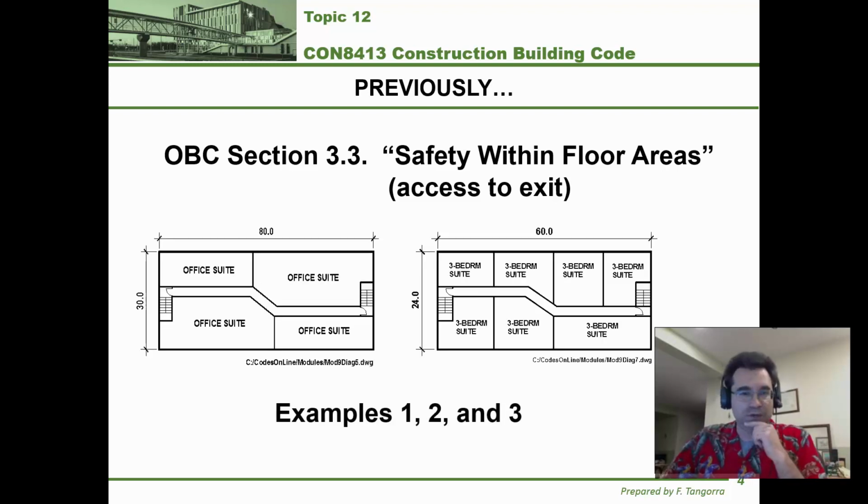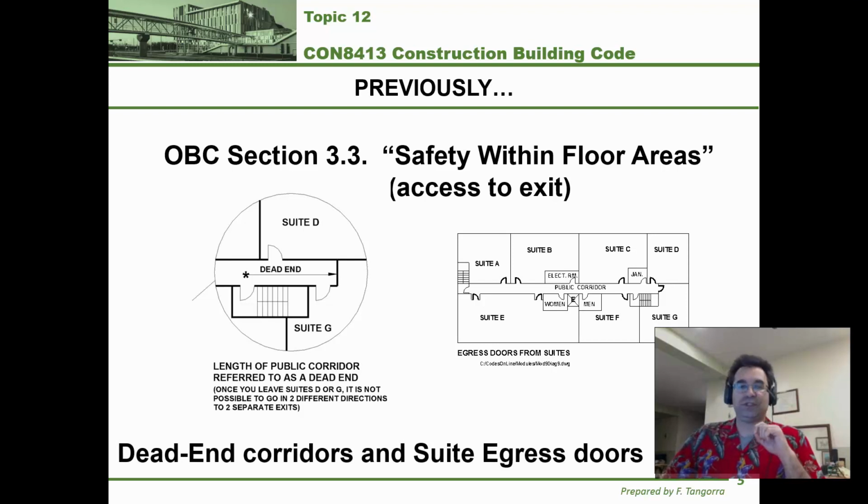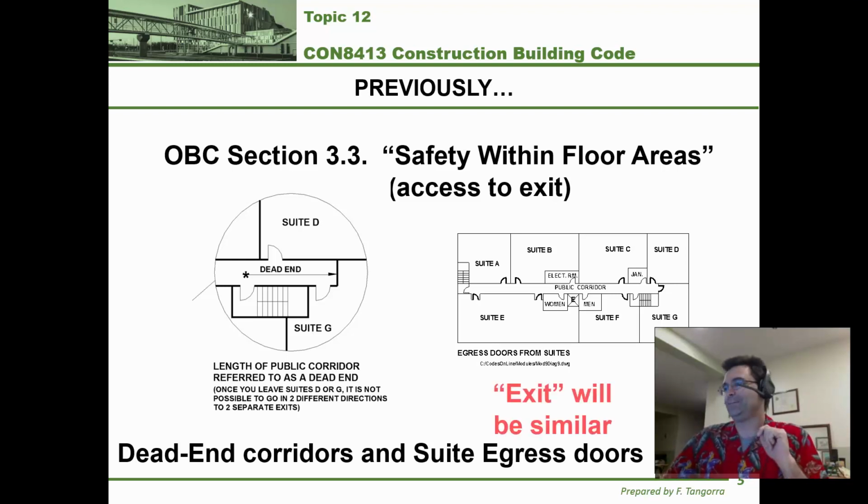Then we also went on to do a few examples related to figuring out the width of the corridor to get us to an exit, right? Remember that. And finally, we also talked about dead-end corridors and what that means, and access to exits and doors, suite egress doors, right? Remember, not exit doors, but egress doors. And did they swing outward, inward, why not? So this is kind of a reminder of what we covered. If this doesn't sound at all familiar, stop right now and go do topic 11.